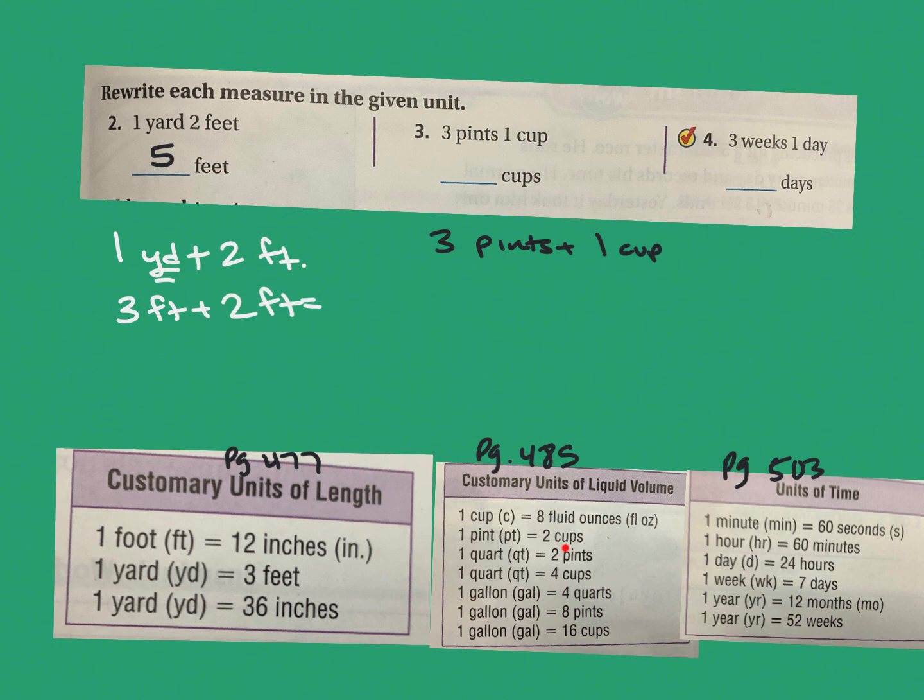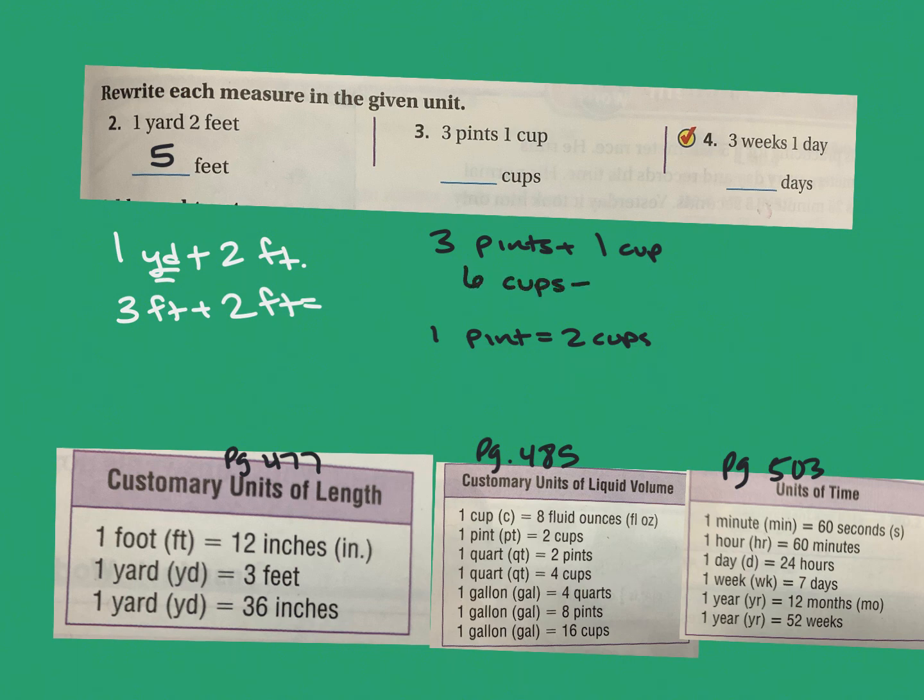1 pint is 2 cups. I'm going to write this down here. 1 pint is equal to 2 cups. And I want 3 of those, right? So I would have to multiply this by 3, and I would have to multiply this by 3 to keep this equivalent. So 3 times 2 is 6 cups.